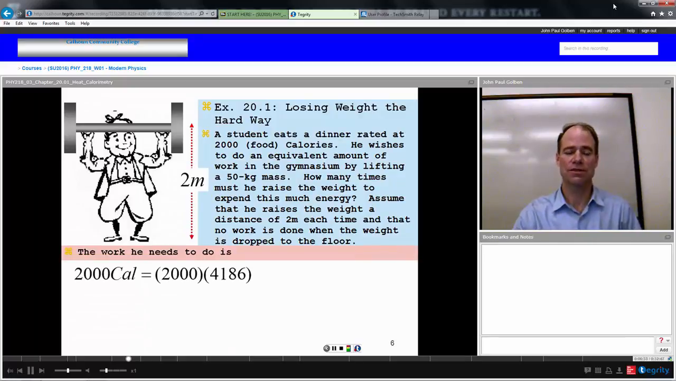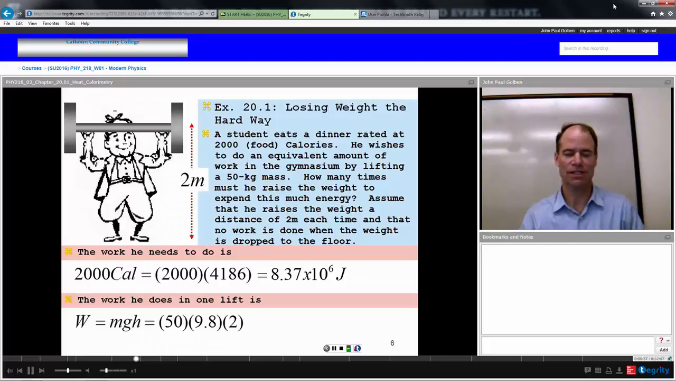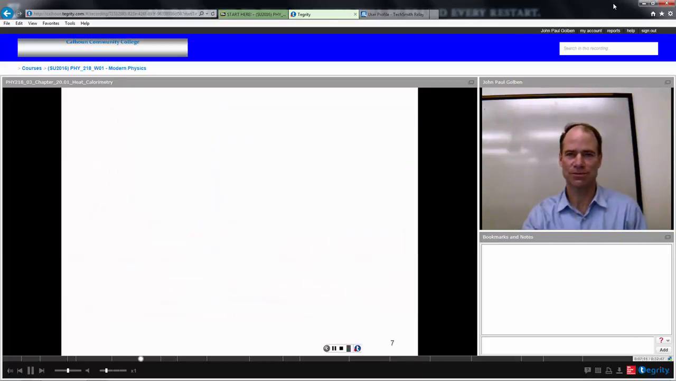The work he needs to do is 2,000 food calories, which will be 2,000 times 4,186 joules per food calorie. So he needs to do an amount of work equal to 8.37 times 10 to the 6 joules. Every time he raises it up, he's going to increase its potential energy by mgh. So that's the work he has to do. And that's going to be the mass, 50 kilograms, times g, 9.8, times the height, 2 meters. And that work for every lift is 980 joules.